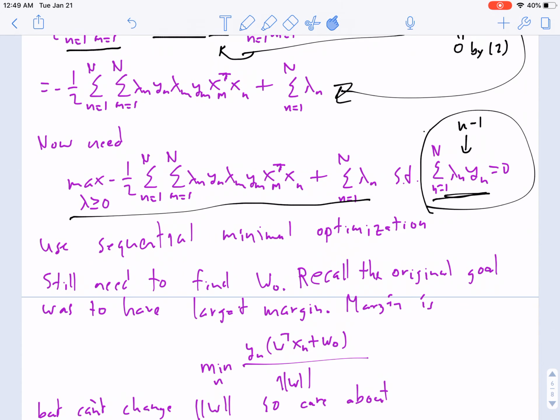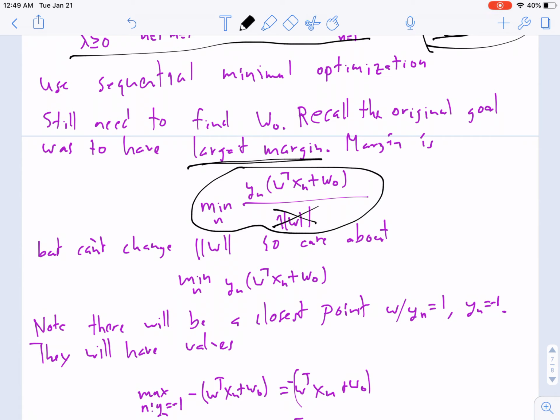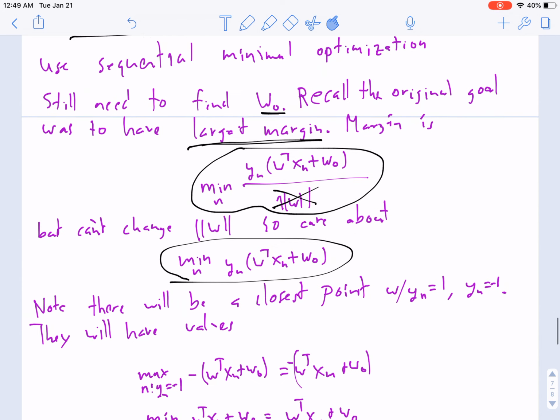So now we have W and lambda, but we still need to find W naught. Recall that the original goal was to have the largest margin. As a quick reminder, margin is the minimum over all points of the distance. This equation is the distance from that point to the decision boundary. But we can't actually change the norm of W by choice of W naught. So we're really just trying to maximize this, which I'll call our objective function, because that's what we're trying to maximize.